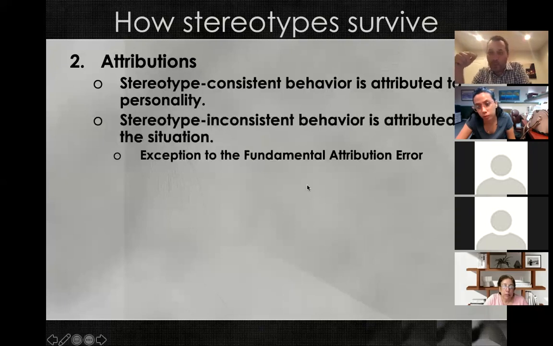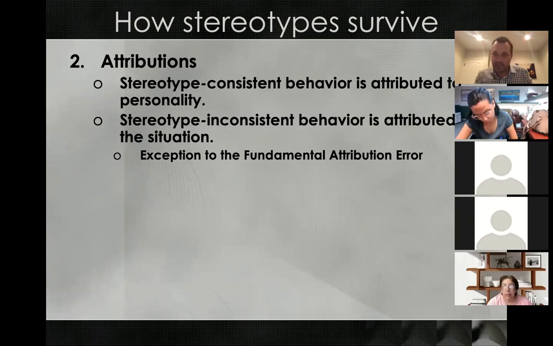However, when we see someone engaged in a behavior that's inconsistent with their stereotypes, we tend not to attribute it to their personality. This is an exception to the fundamental attribution error. Remember earlier, we saw that the fundamental attribution error refers to a tendency that most people have to attribute other people's behavior to their personality. Right? The one exception to that is when that other person is engaged in behavior that contradicts our stereotypes. Then we tend to attribute it to the situation because that allows us to maintain our stereotypes.